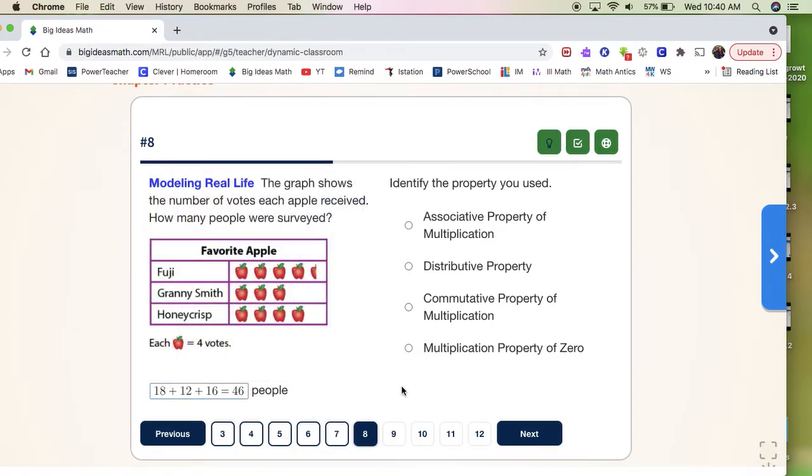What you're really using here is the distributive property, because what you're saying is 4 times 4.5 apples plus 4 times 3 apples plus 4 times 4 apples. And so you multiply 4 times the number of apples that are represented here. Each apple represents 4 votes, and when you multiply those things together, so 4 times 4.5, 4 times 3, 4 times 4, you multiply each of those things, and then you add them together. Anytime you multiply and then add, that's the distributive property. You could also add and then multiply, but it goes both ways.